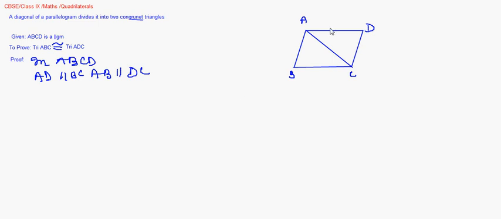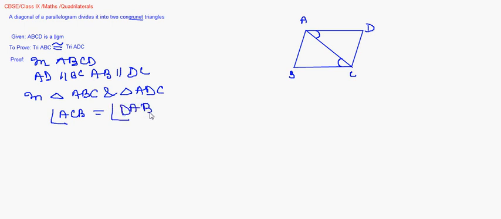Then if AC is the transversal, angle DAC and angle BCA will be equal, because they are alternate interior angles. So I write, in triangle ABC and triangle ADC, angle ACB will be equal to angle DAC. They are alternate interior angles.